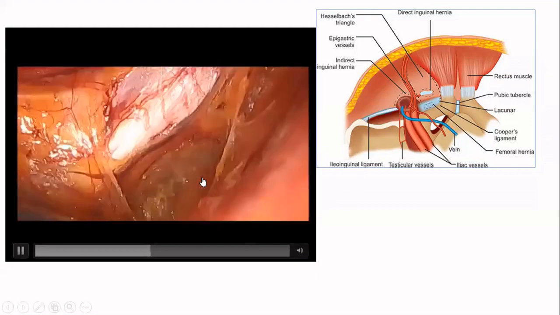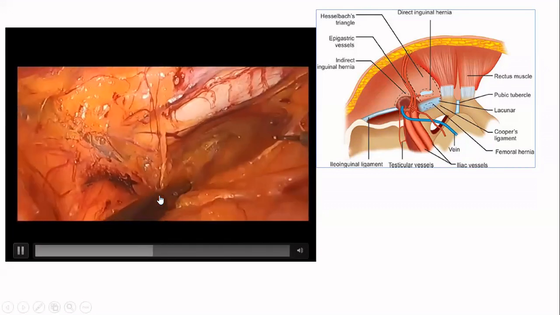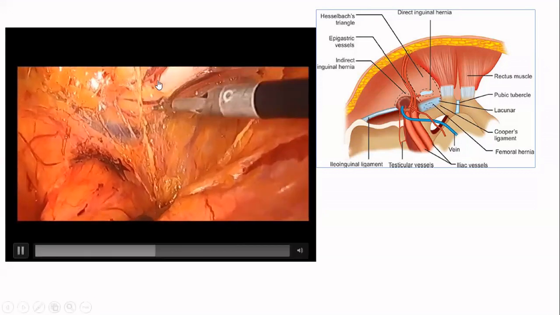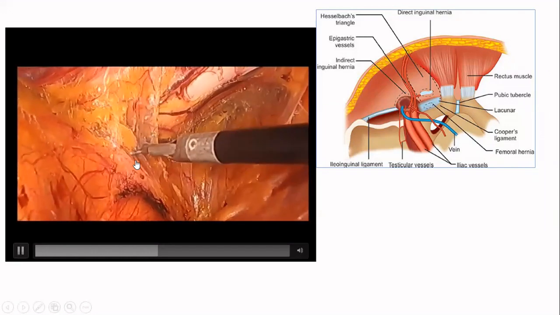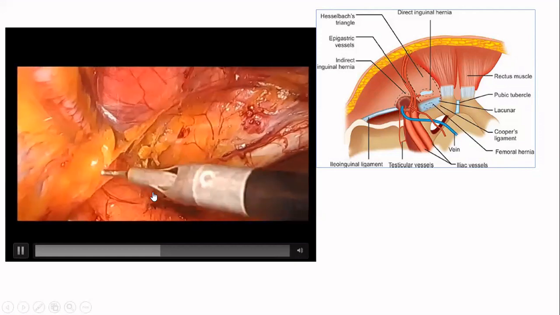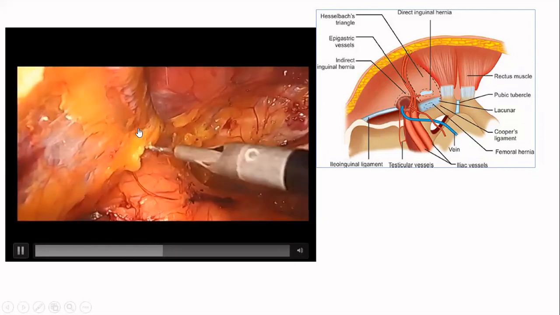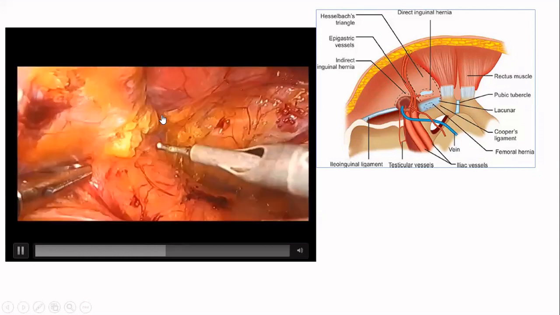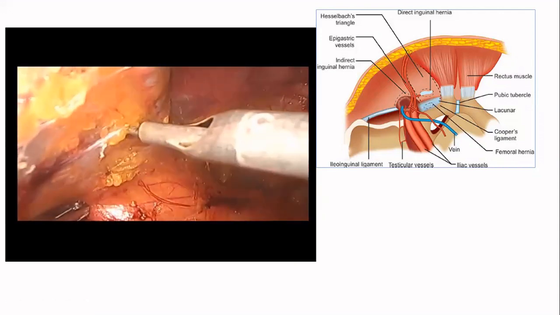Now we have separated the peritoneal sac from the transversalis fascia. The moment I separated it, it's back to normal. Now what you see is the pubic tubercle and the iliopubic tract. I'm going towards the iliopubic tract, taking little tissues with the diathermy. That is the inferior epigastric vessels. Be a little careful at that place, but if I damage it, I can afford to ligate it.